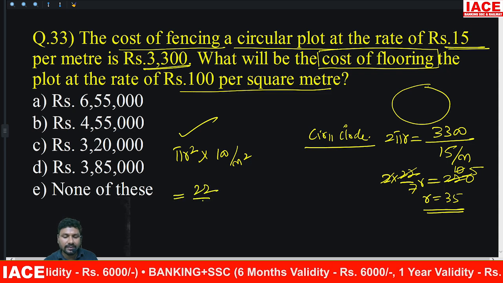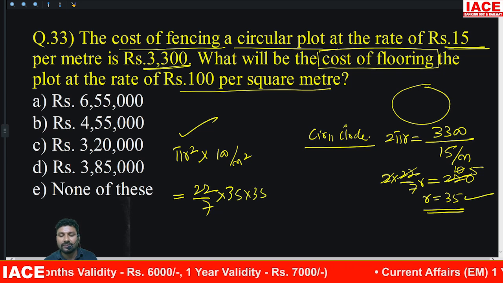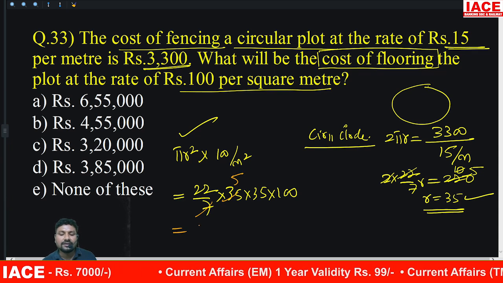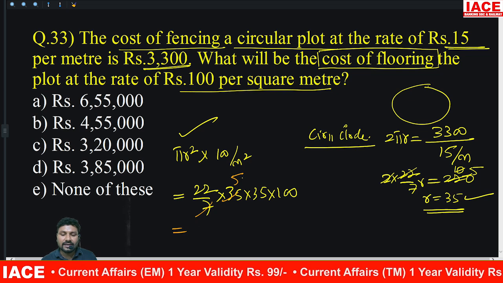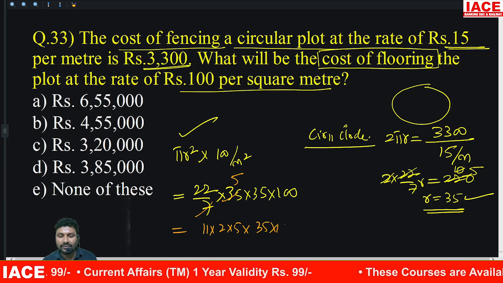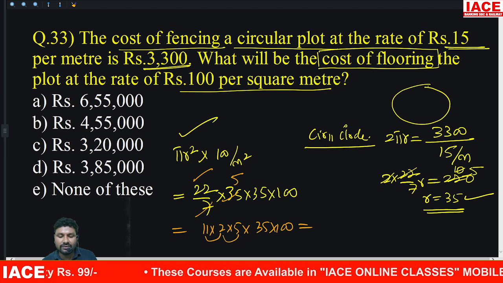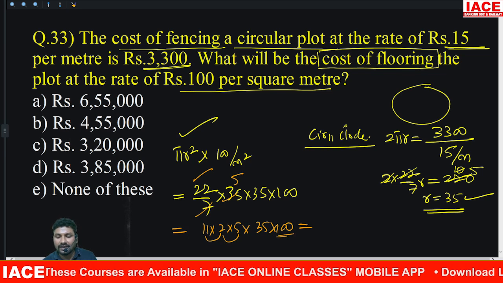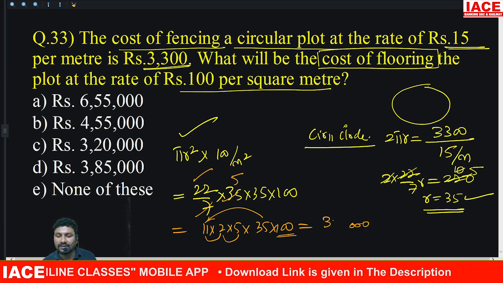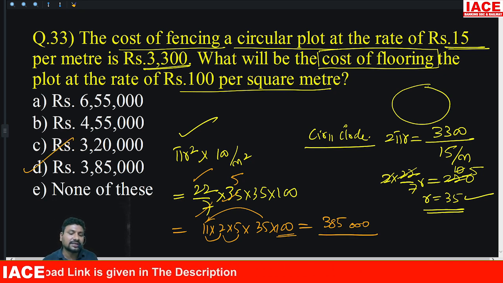Pi r square we will write. Pi r square means pi value 22 by 7, then the r value we already got, 35 into 35 into 100. Simplify the measurement. 7 to 35 how many times? 5 times. Okay, so next 35 5s are 5 2s. We can write 11 into 5 into 35 into 100. Is it right? Yes. So 22 you can write 11 into 2. 2 into 5 is how much? 10. 10 into 100 equals 1000. That means the answer contains 3 zeros. 35 11s, the answer is what? Yes, 385,000. Then the answer is option D.